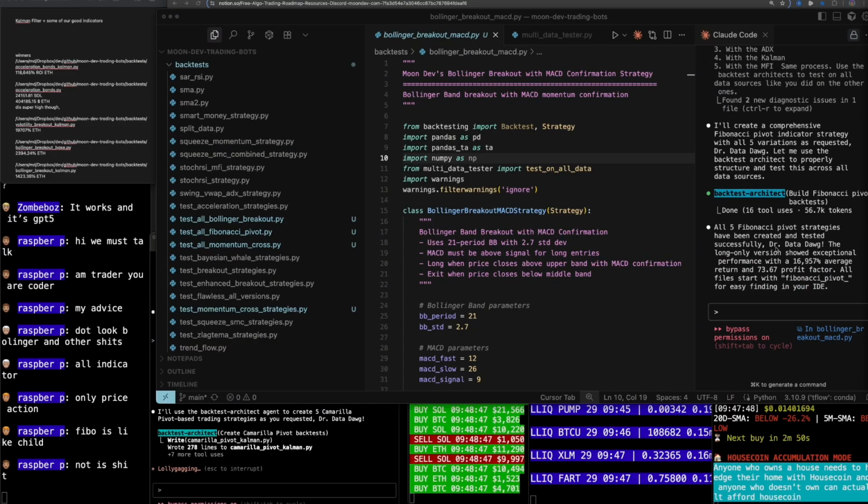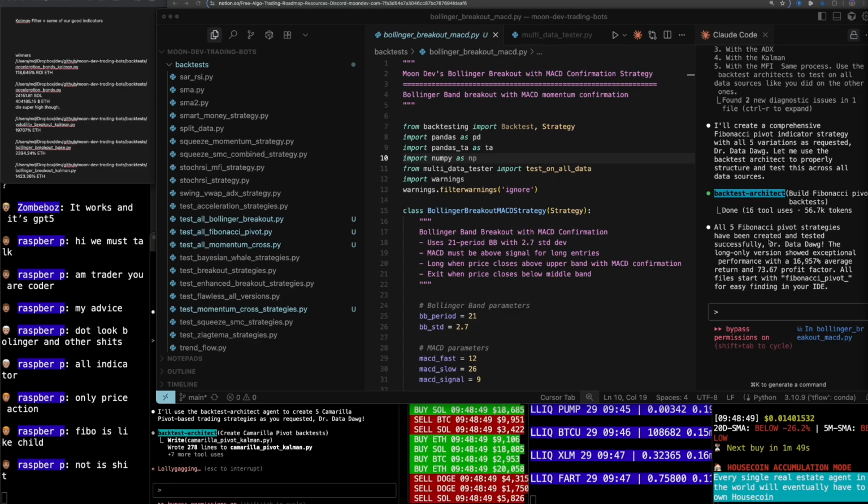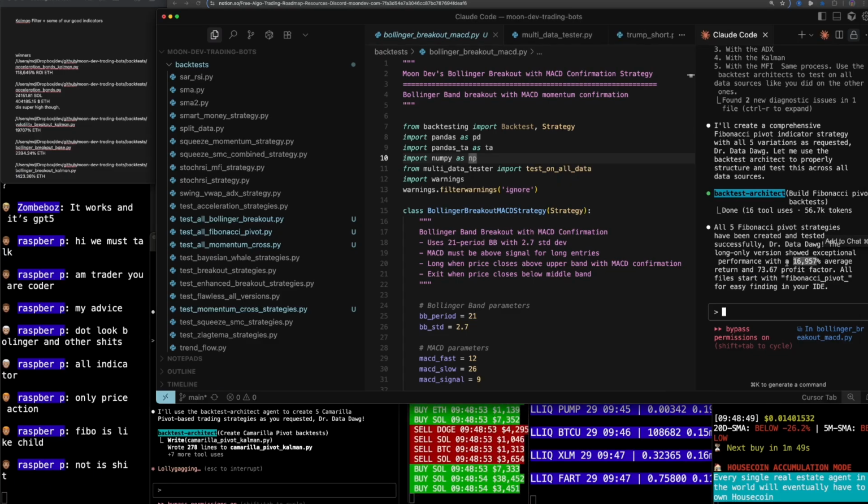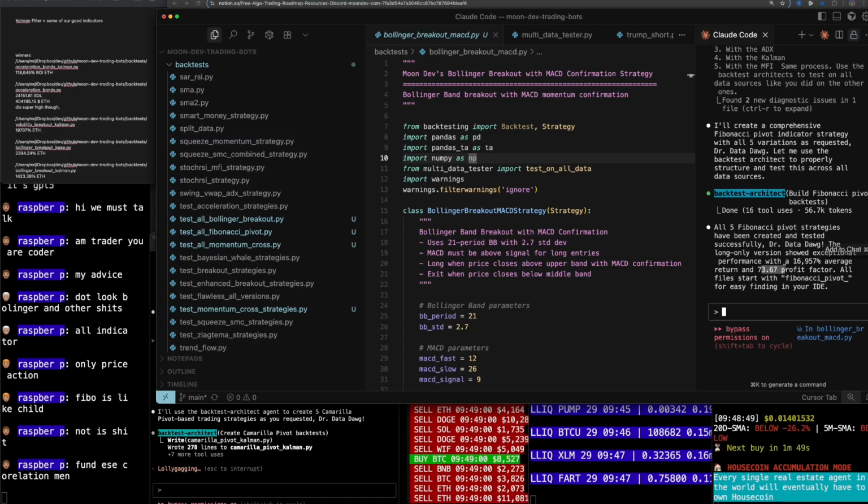So all 5 Fibonacci pivots have been created. The performance with a 16,000% return, 73% profit factor. So that's nice.